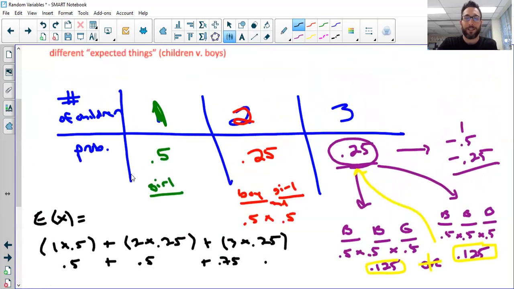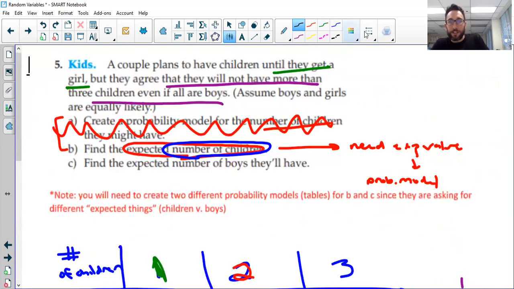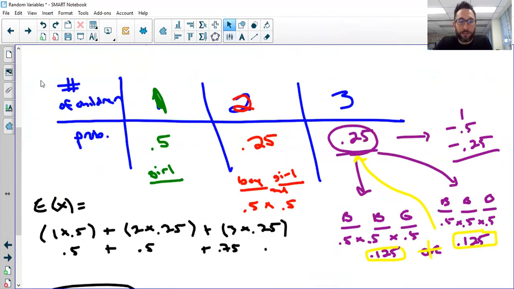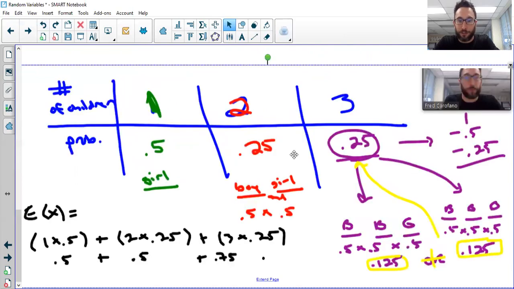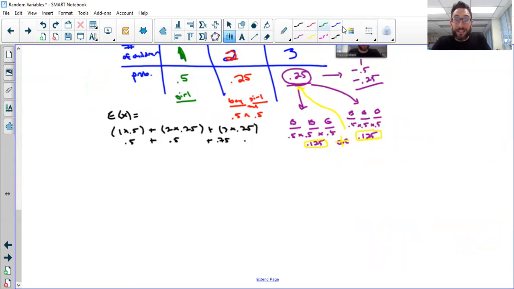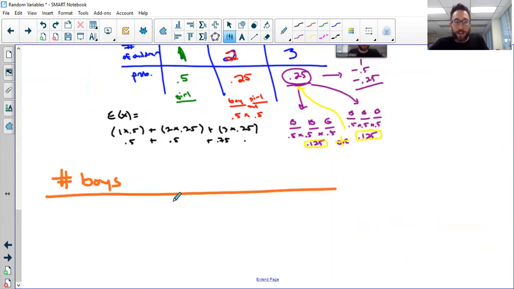So there we go. Now, if we jump up to part C, we're looking at the expected number of boys they're going to have. We're going to base it on the same ideas that are in this probability model, but we're going to need a new probability model now looking at the number of boys. So let's do that. Kind of weird that I took that screenshot with part of my face in it, but hopefully, oh, there it is. So for part C, the expected number of boys, now we want a new model with the numbers of boys across the top and their corresponding probabilities.